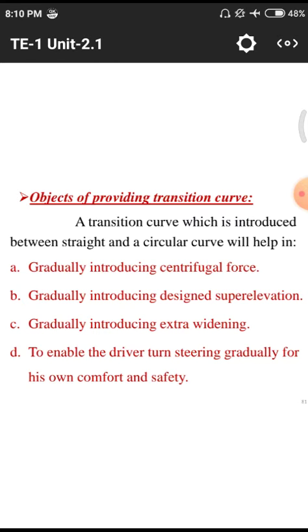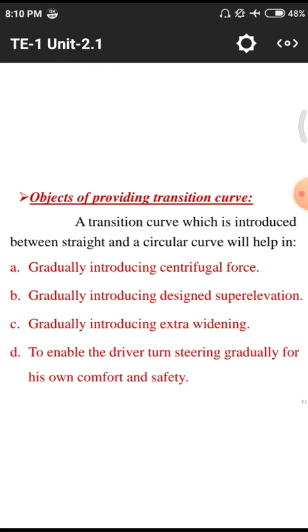Next, gradually introducing extra widening. While we are traveling on radial curves, whenever we need to overtake vehicles in front, we need some extra space to overtake them, so we require some extra widening of the road. This is gradually introducing extra widening.